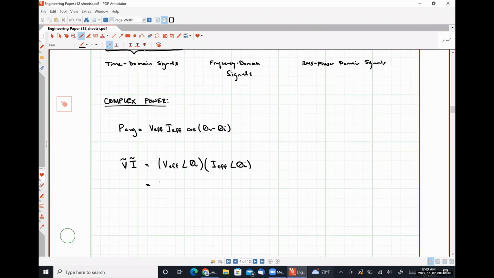So I would have V effective times I effective with an angle of theta V plus theta I. That's something pretty close. If I wanted to have theta V minus theta I, what should I do? Anybody remember how we can manipulate complex numbers, specifically changing the sign on the angle? Pardon? I want a mathematical operation.